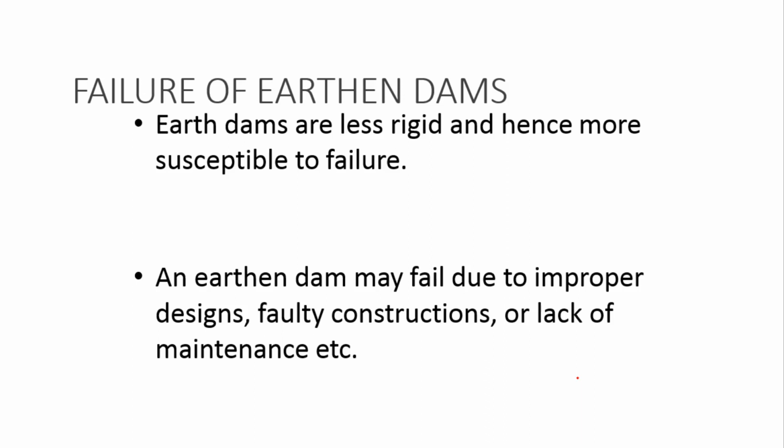And rigid pavement means we will provide some concrete. Generally here, what will we do? Here we are having less concrete. Concrete is not that much there. Okay, for this purpose, failure chances are more in our earthen dams.